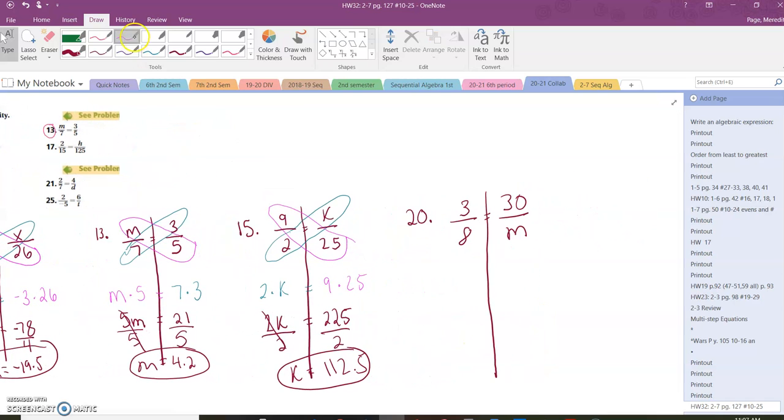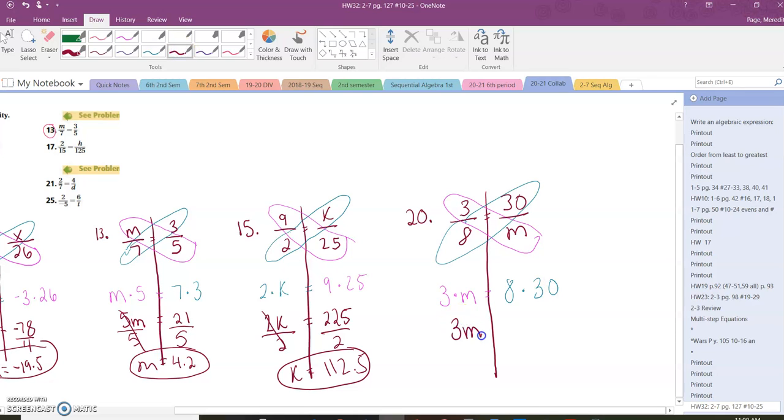I'm going to do my cross multiplying. 3 times m, and then 8 times 30. So on the left-hand side, I want 3 times m, and then on the right-hand side, I want 8 times 30. Now I'm going to simplify. 3 times m is 3m, and then 8 times 30 is 240. Easy way to remember that is 8 times 3 is 24, and then just add the 0.